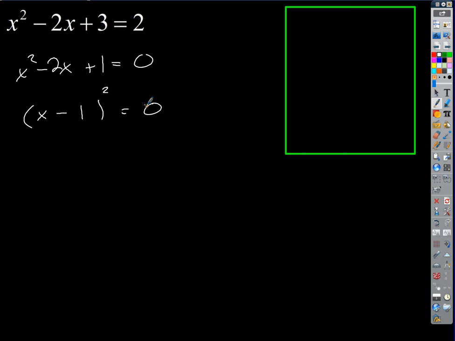And so what are my solutions here? So then it's like 1 plus or minus 2 minus 1. So it's x equals 1. That's it, right? Okay, but that seems to have violated our first rule, right?